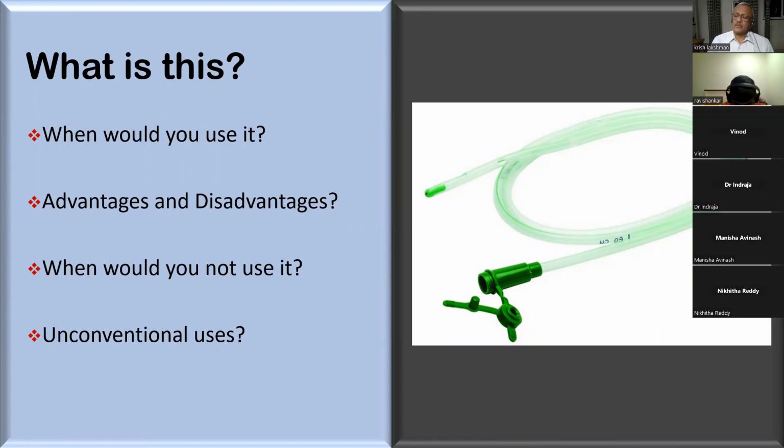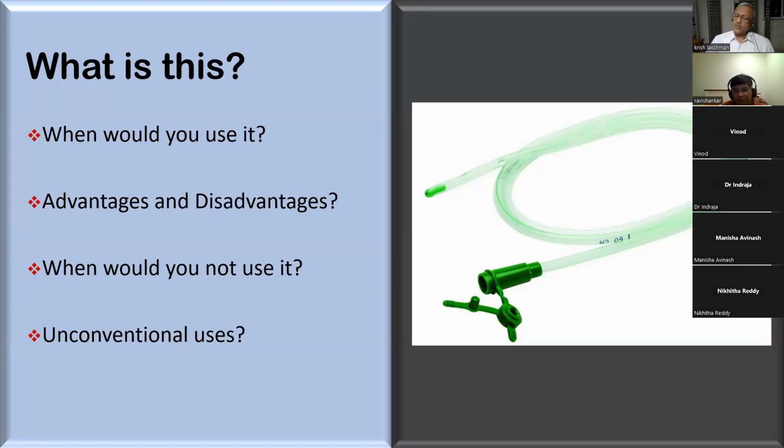Does it do anything to the stomach? Chances for bleeding, sir, because of mucus. Why? Yeah, a lot of erosions. It can cause a lot of damage to the mucosa. I'll show you some pictures after this, which are Ryle's tube induced. It can cause a lot of damage to the mucosa. So these are the disadvantages.